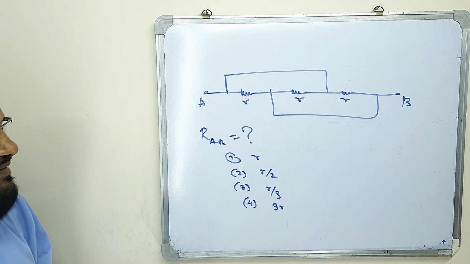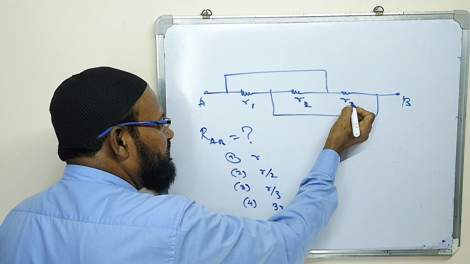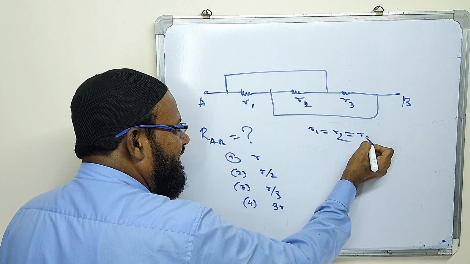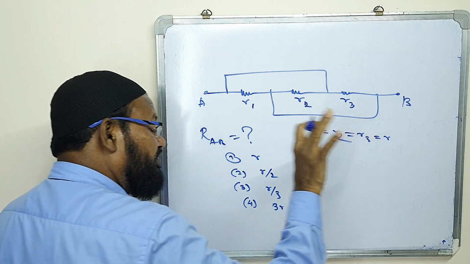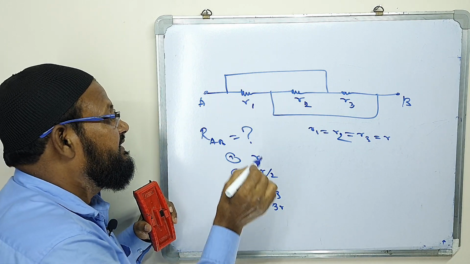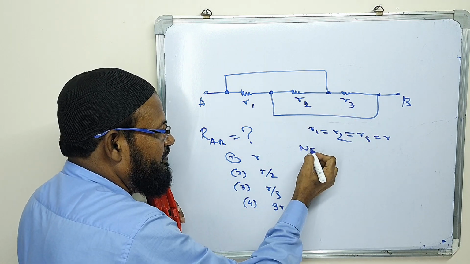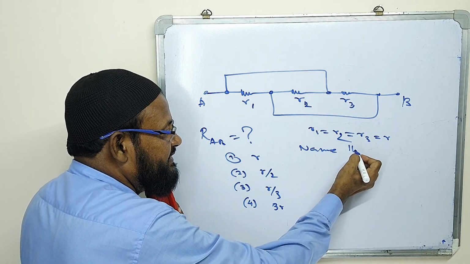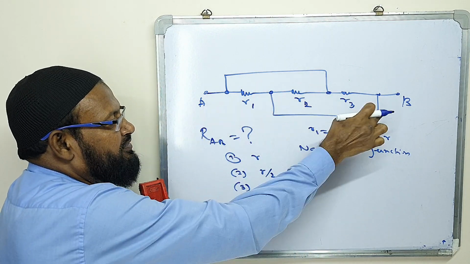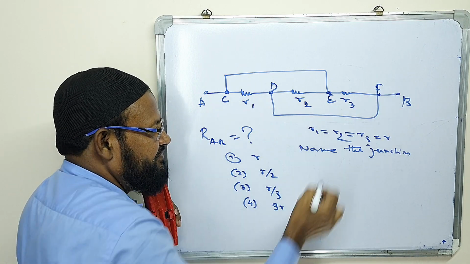What is the rule? Please see, simple rule. First thing, I am taking R1, R2 and R3, for simplification. Now the next part is to name the junctions. What is the rule? Name the junctions. I am naming A and B. Therefore this is C, this is D, this is E and this is F.